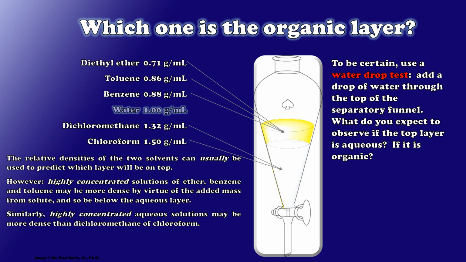So think about what you expect to observe in different situations and be ready to discuss that when you come for recitation. This is a big gotcha in the lab. You've got to know which layer is which, because if you don't, you may end up collecting the wrong layer and throwing your compound into the chemical waste. So, water drop test every time to be sure.